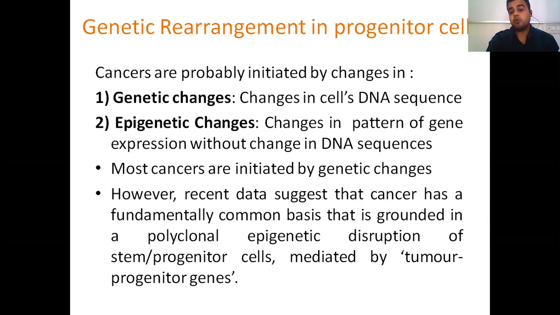The progenitor cells, or precursor cells, what we call the stem cells, basically. As you know, there are several types of cancers and several basic stem cells which lead to the formation of many different types of blood cells, for example. Such stem cells can act as progenitor cells, and if there are epigenetic changes in such cells, it can lead to cancer. It is also termed as mediated by tumor progenitor genes. So both theories are there. Recently, we believe in the epigenetic theory more.